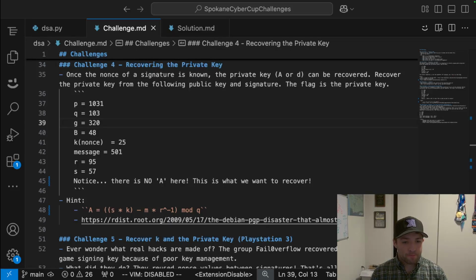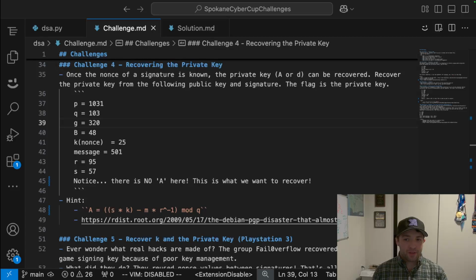This is the second DSA challenge from the 6th year of the Spokane Cyber Cup. In the first challenge, we just digitally signed some data, and that was it. Now you know how DSA works, we're starting to hack it. We start to mess around with it some more. In this challenge, it's your goal to recover the private key.